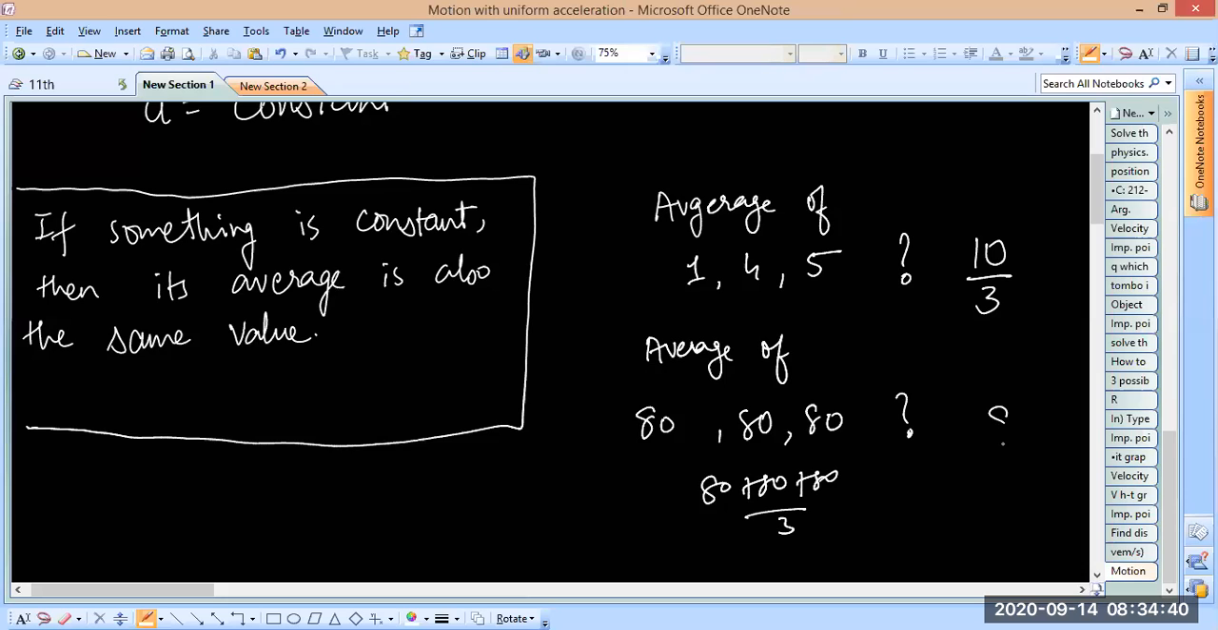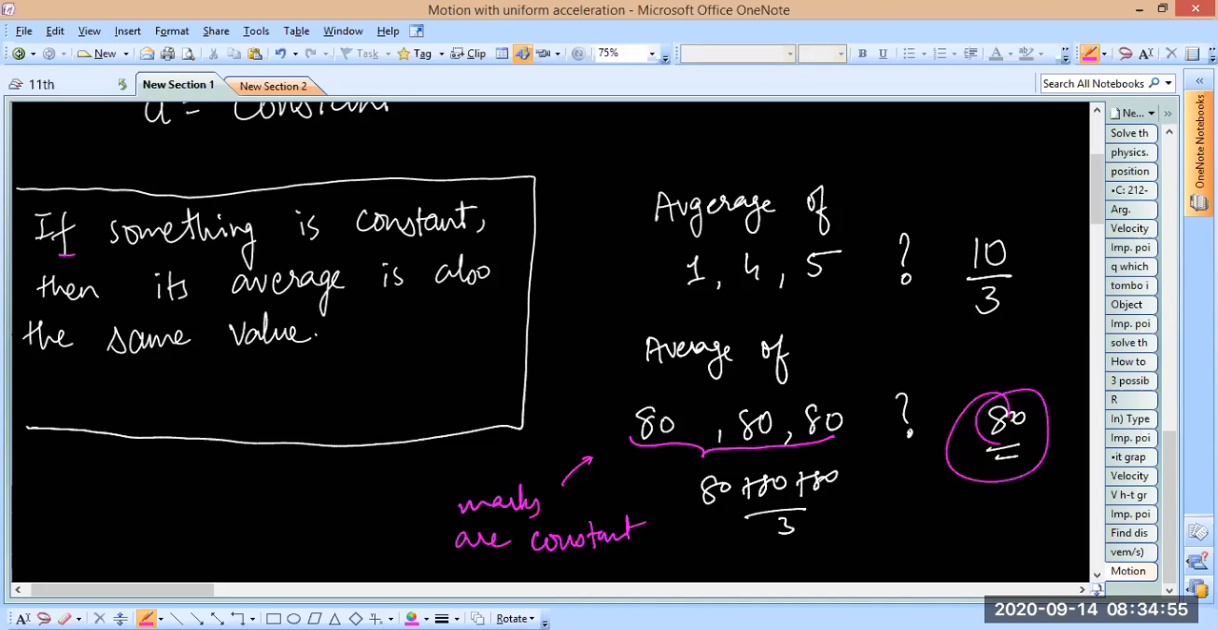So that's 80. So this is that sentence. Read it. What I'm saying is that here all the values are the same. That is constant. You could say that your marks are constant, that is not changing. So in such a case, the average is also the same value. Agreed? Is this sentence clear? Yes or no?